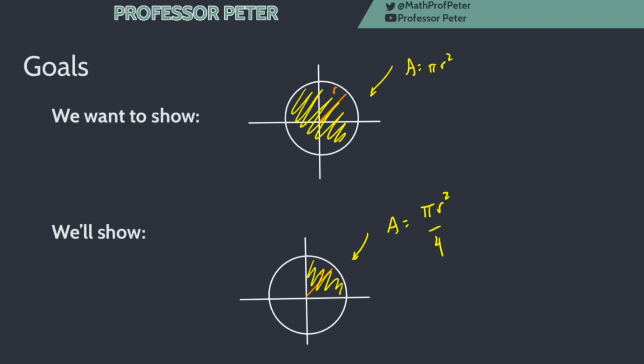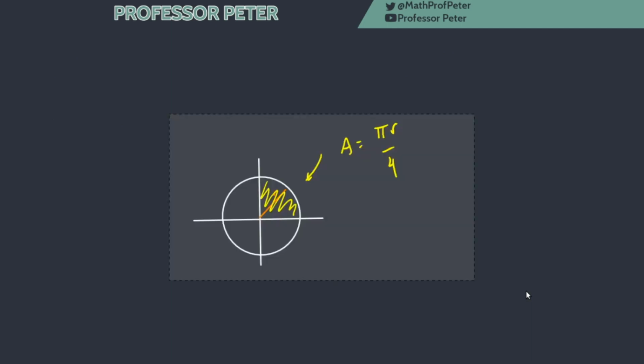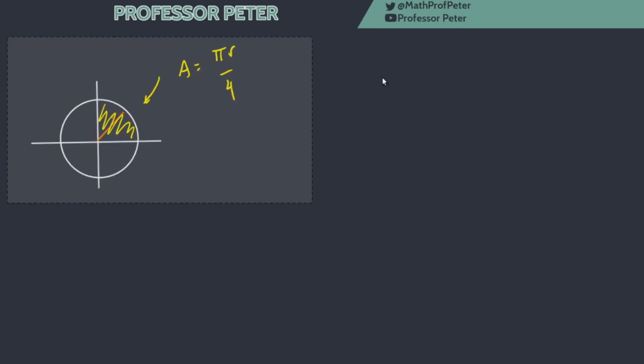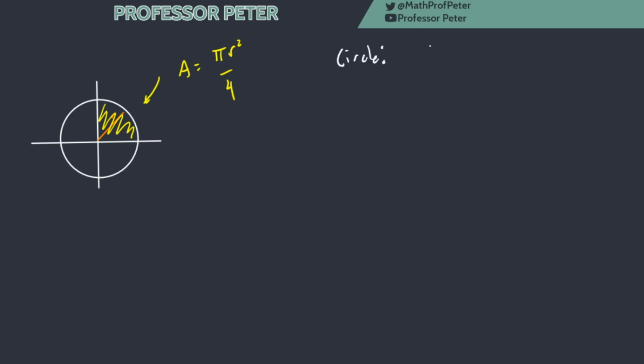Now, to do this, maybe I'll grab this little picture here. To do this, oh, I've lost my exponent. We're going to need to know a couple of different things. First, we need to know our formula for a circle. Here is our equation that defines a circle. x squared plus y squared equals r squared. This is a circle centered at the origin, which is what we've got here.